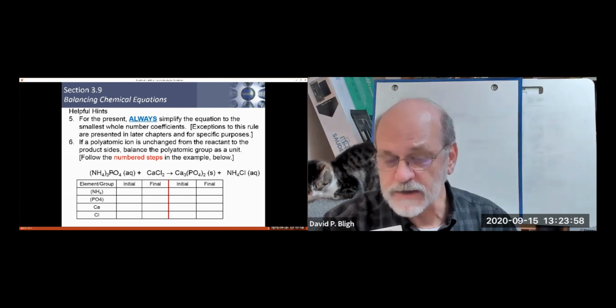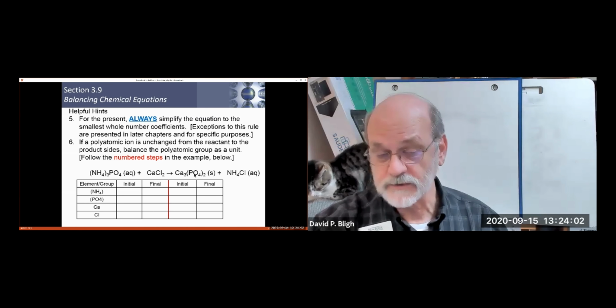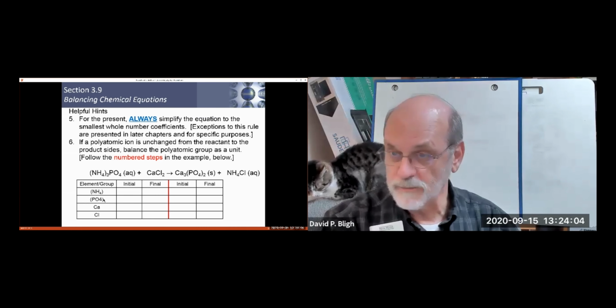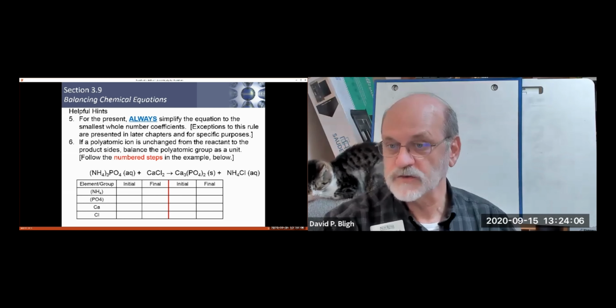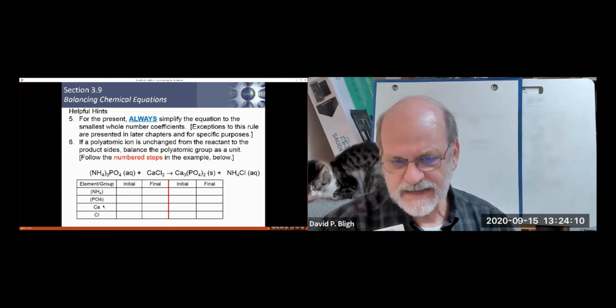The same thing for phosphate. Phosphate's over here, and nowhere else. Then it's also a balancing group. So that's one trick to simplify. Calcium has to be taken as an element. Chlorine has to be taken as an element. Right? So you have these.